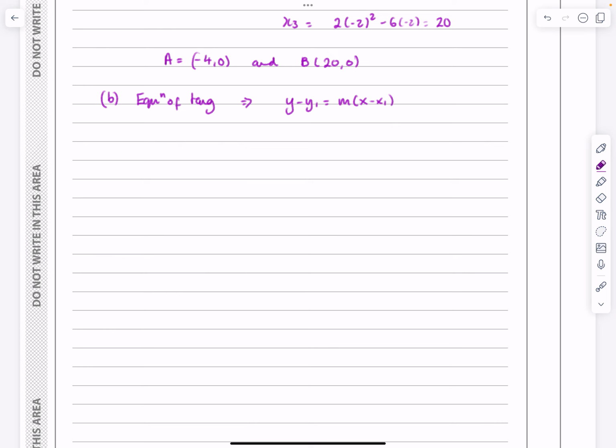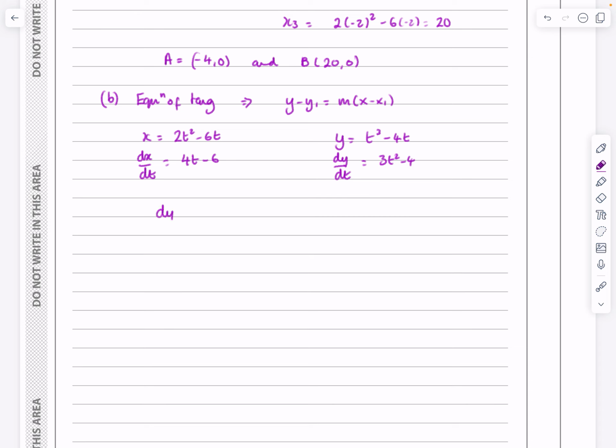So we know x1 and y1 already. We've got to work out m. m is the gradient. If I'm going to work that out, I'm going to start off with x equals 2t squared minus 6t. Let's differentiate that and get dx by dt, which is 4t minus 6. y is equal to t cubed minus 4t. So dy by dt is going to be 3t squared minus 4.